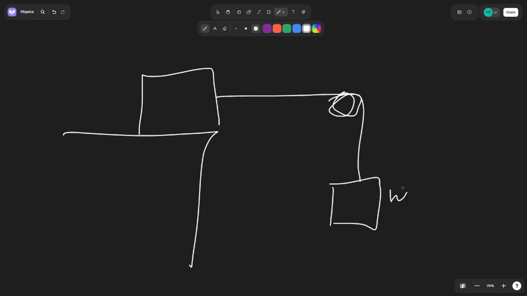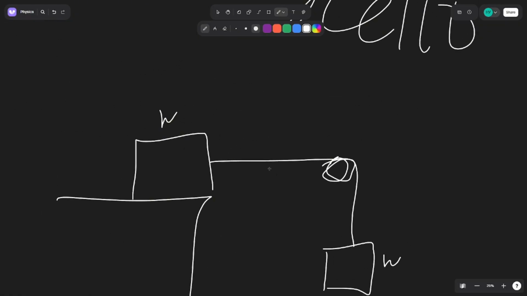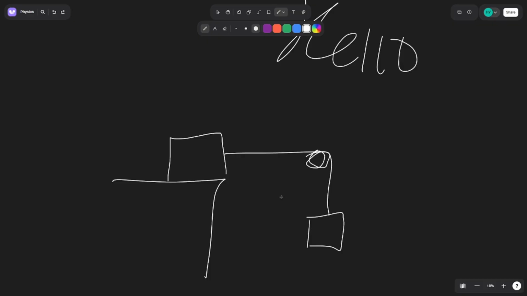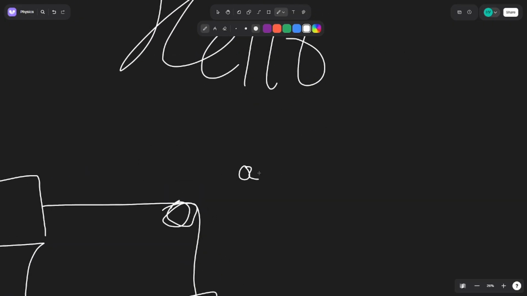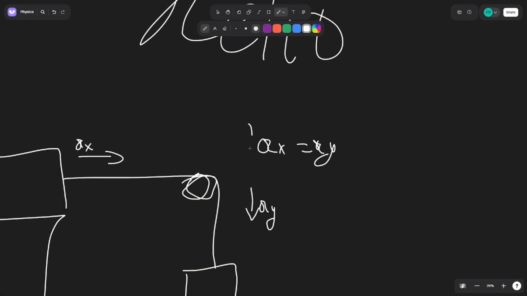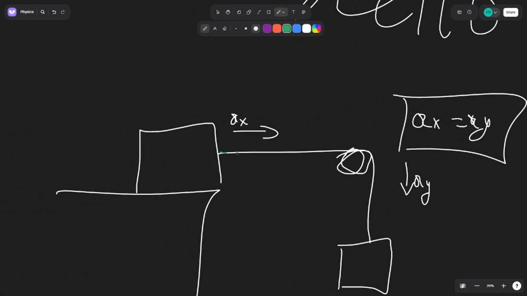Sure. If the weight of this one is greater than the weight of this one, it'll move downwards. We know it. But according to the picture, what will be the acceleration of each object? Right, it's gotta be ax equal to ay. So this is ax and this is ay. Why? Because they're connected by one exact rope across the one exact pulley.